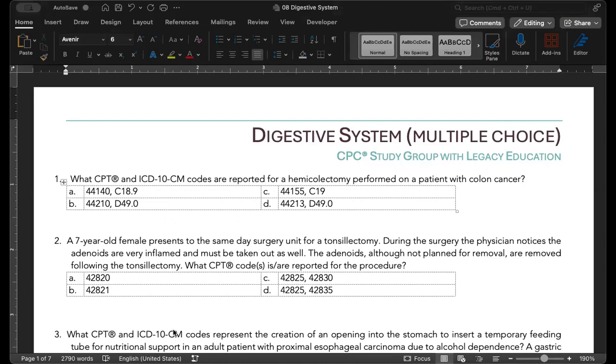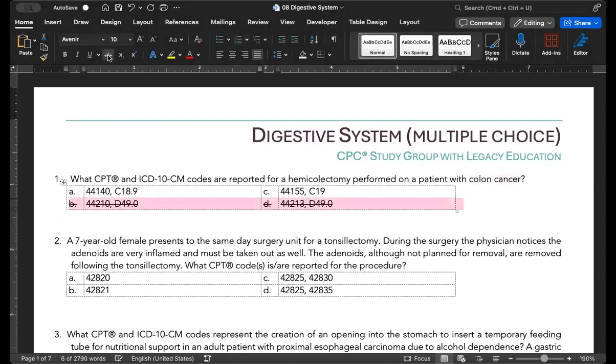You have B and D that have D49.0. Does everybody see that? So we can go directly to ICD-10 code D49.0 and see if that matches our scenario. We're looking for a patient with colon cancer. What's our code description for D49.0? It's unspecified behavior of the digestive system. Since we have the word cancer, we know it's a malignancy, so it's not going to be an unspecified behavior. So we can automatically rule out letters B and D.